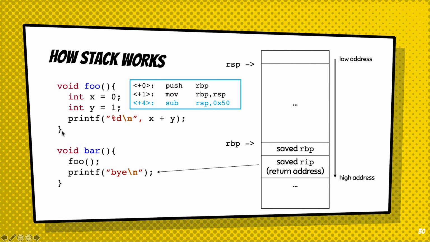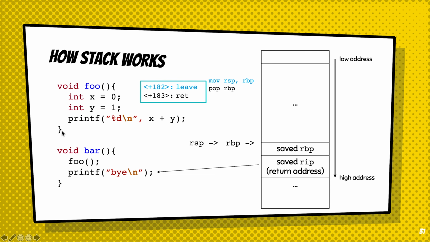In this case, RSP, which points to the bottom of the stack, will move below, and then a new stack frame is formed for function foo. The base address is at RBP, and the bottom address is at RSP. Above the base address are the saved RBP as well as the saved RIP, which is the return address that points to the next instruction after calling foo in bar.